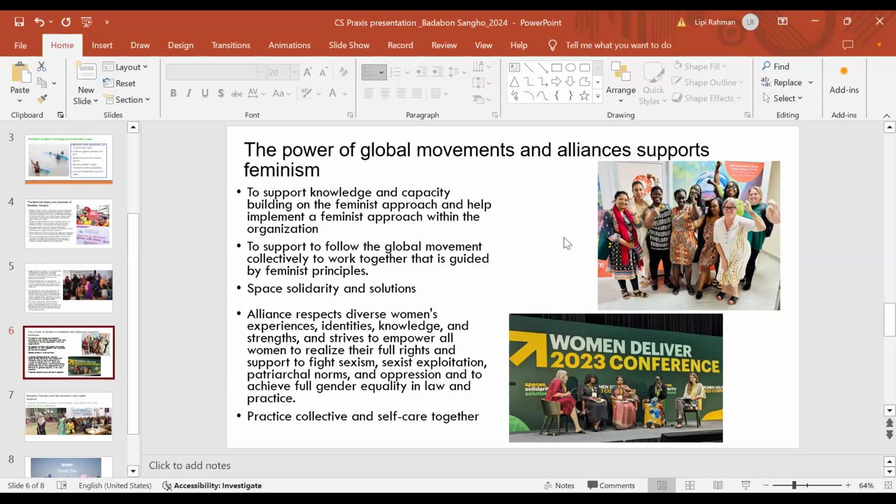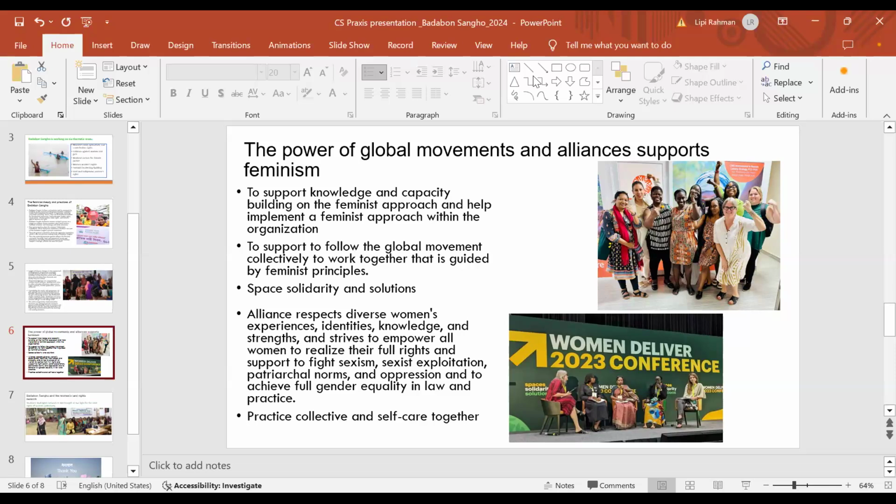This is one of the movements we are doing, and we also believe in collective and self-care together, because we think that if you do the care, then you can fight for your community. That is what the global movements and networks are about, and we are working together. And you can see that I took part in Women Deliver on behalf of the Feminist Humanitarian Network, for my organization, and for the grassroots women-led organizations.